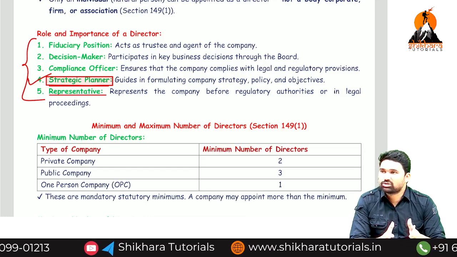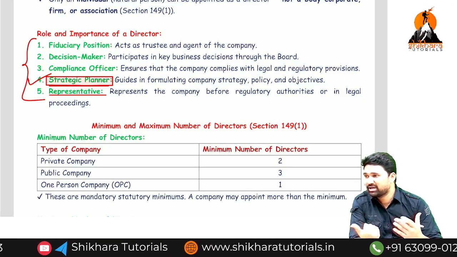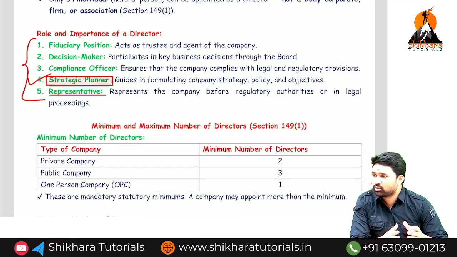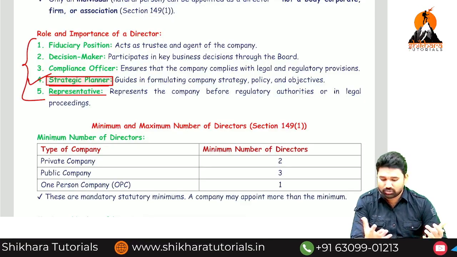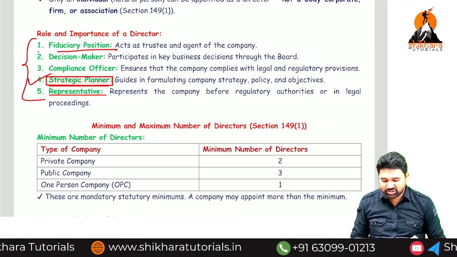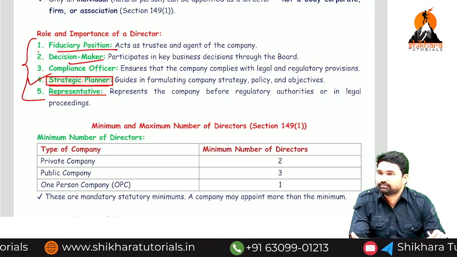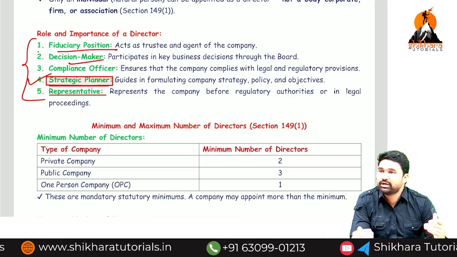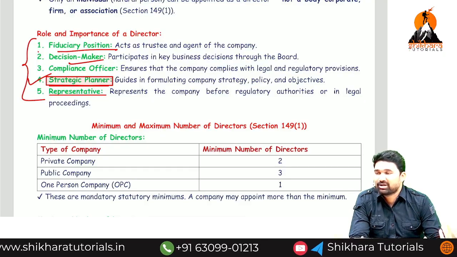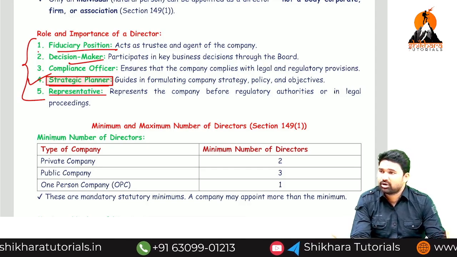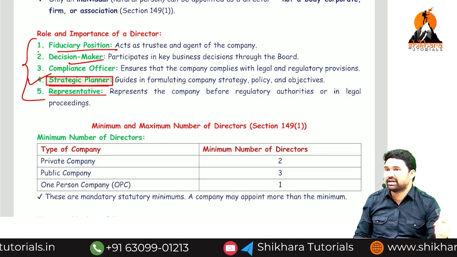So these five are the significance or roles or works to be executed by directors after their appointment with the company. What you need to do after appointment to the company? You have to execute these five roles: fiduciary position, decision maker, compliance officer, strategic planner, and representative. So these are the main duties which need to be executed by the director after appointment. A lot of types of directors will be there. I'm going to tell you with respect to types of directors.